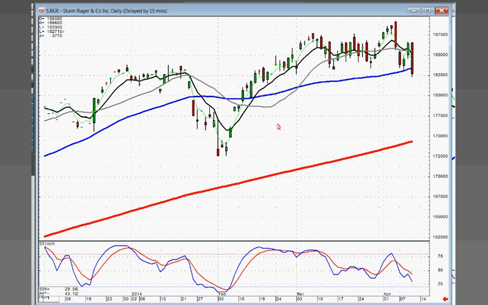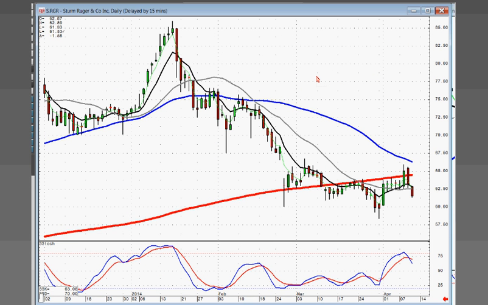I don't think I had anything on the plus side. Let's see. We were looking at this one. I think it was RIG was another one.